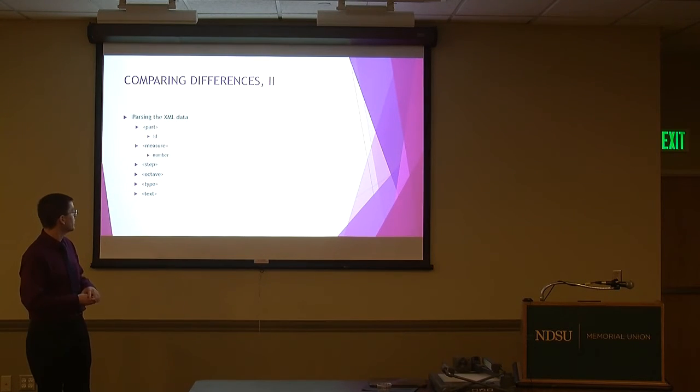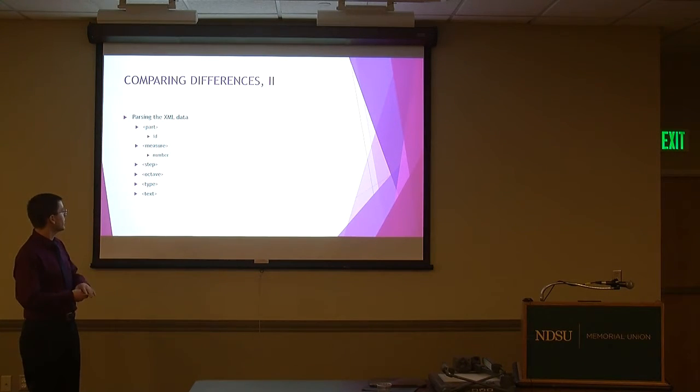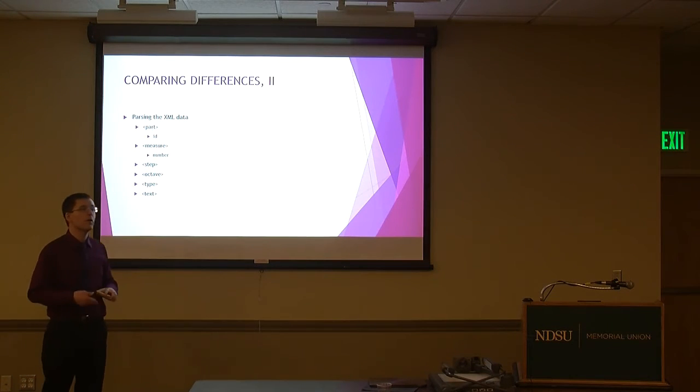Part ID, measure number, step, octave, type, and text. Part ID correlates approximately to instrument or voice. Measure number, that's exactly what it sounds like. Step is the tone or the frequency of the sound that the musician will be playing. Octave is part of that as well. Type is the duration of the musical note. And then text is a lyrical word, or what a voice would be singing.